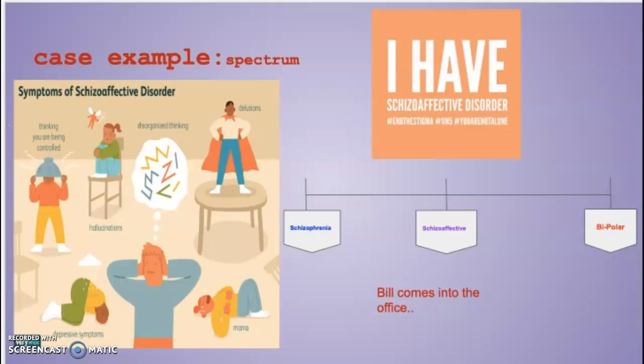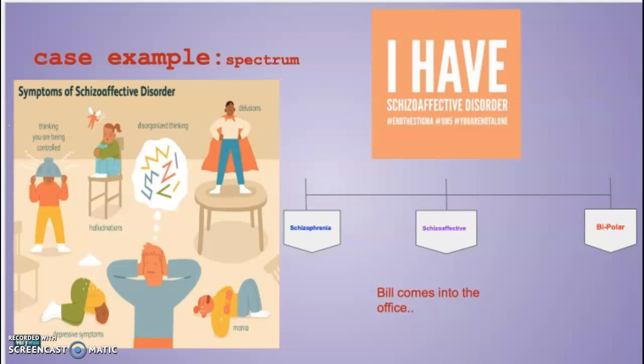Case example. It's important to see schizoaffective disorder as being on a spectrum between schizophrenia and a major mood disorder such as bipolar or depression. Some of the symptoms of schizoaffective disorder include disorganized thinking, delusions, hallucinations, depressive symptoms, mania, or thinking that you're being controlled. So let's say Bill comes into the office. He complains of hallucinations, lack of energy, delusions, paranoia, and feeling depressed.